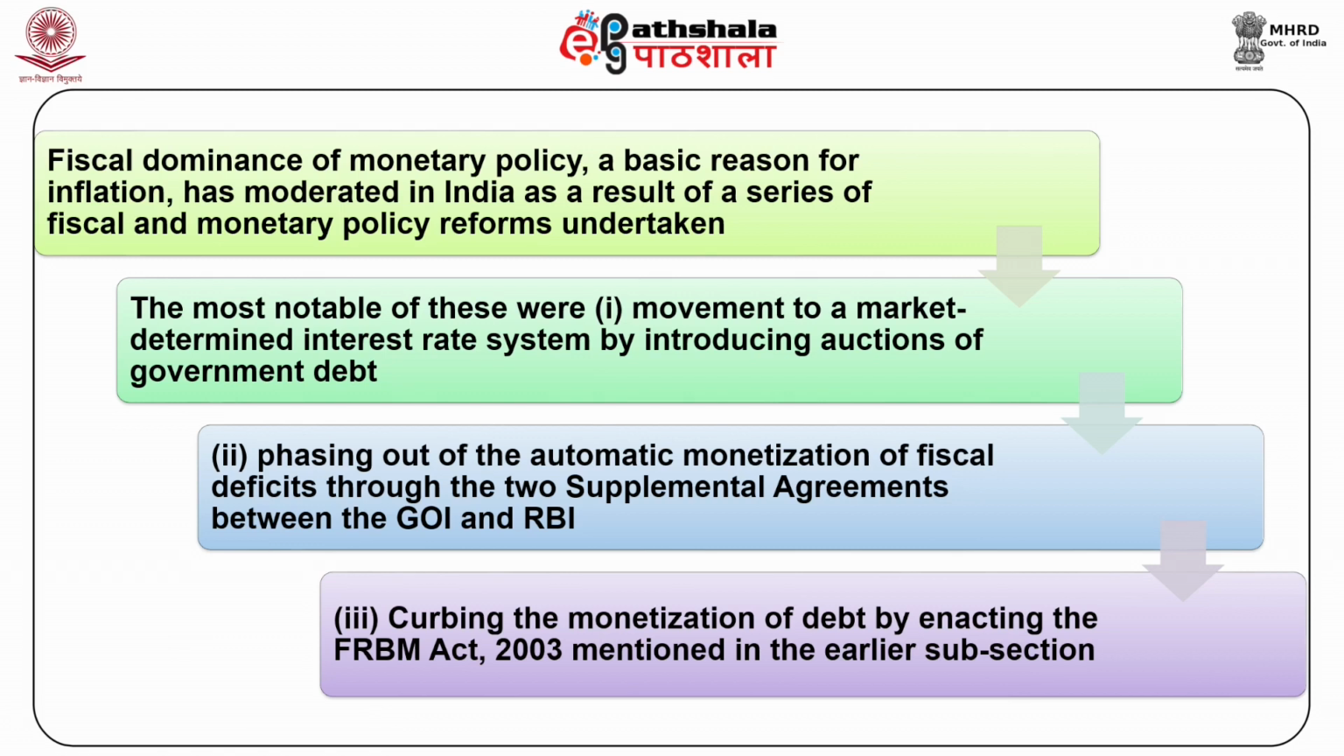The most notable of these were: first, movement to a market determined interest rate system by introducing auctions of government debt; second, phasing out of the automatic monetization of fiscal deficits through the 2 supplemental agreements between the Government of India and the Reserve Bank of India; and third, curbing the monetization of debt by enacting the Fiscal Responsibility and Budget Management (FRBM) Act 2003 mentioned in the earlier subsection. It has been commented in the literature that de facto monetization has not been completely phased out.